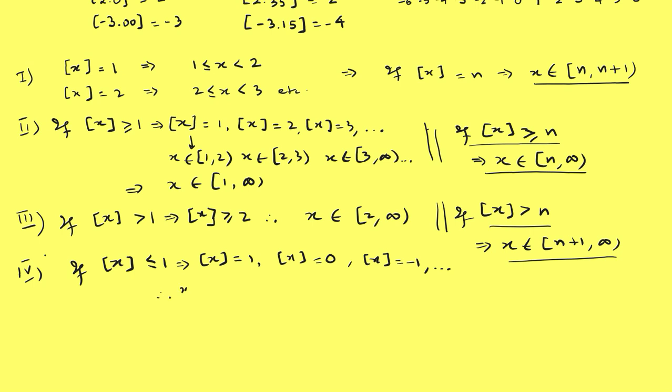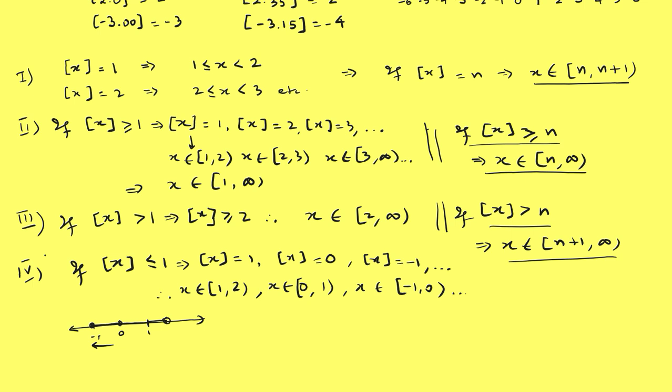Now each of them we can solve. The first one gives closed interval 1 to open 2. Second one gives x belonging to 0 closed to 1 open. Third one gives minus 1 closed to 0 open, and so on. Now if you mark them on the number line, you can very easily see that these intervals are in succession towards the lower side, that is towards minus infinity, starting from open 2, right?